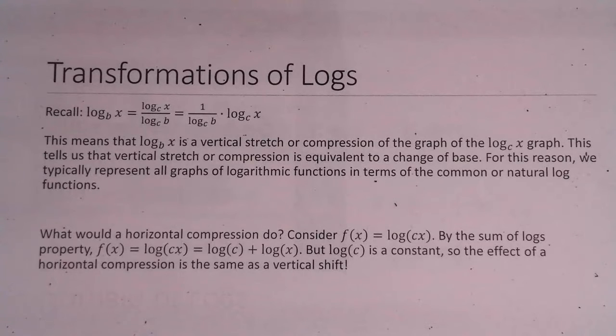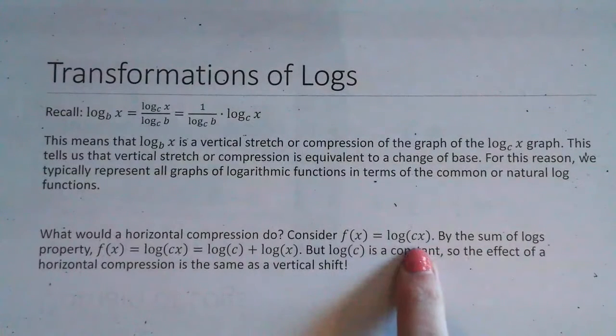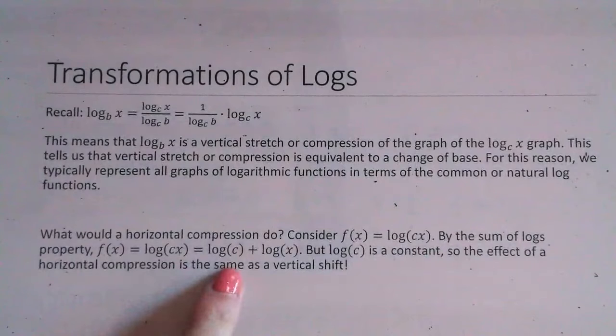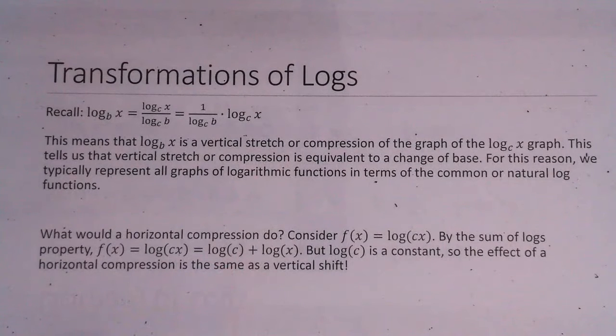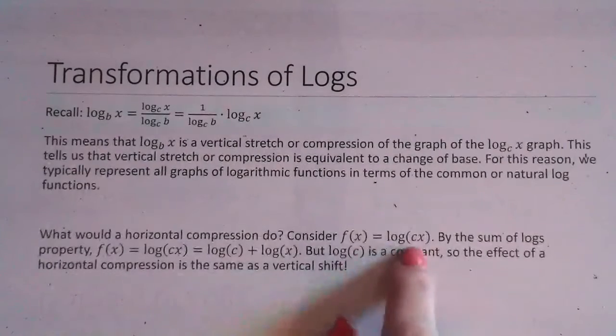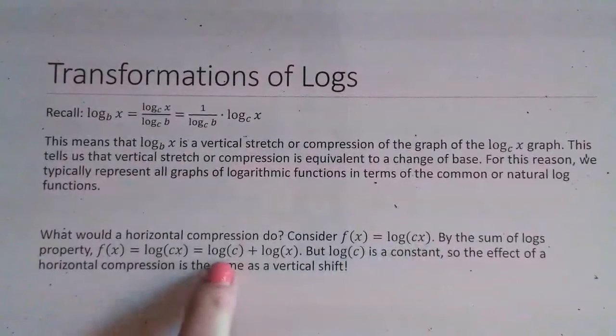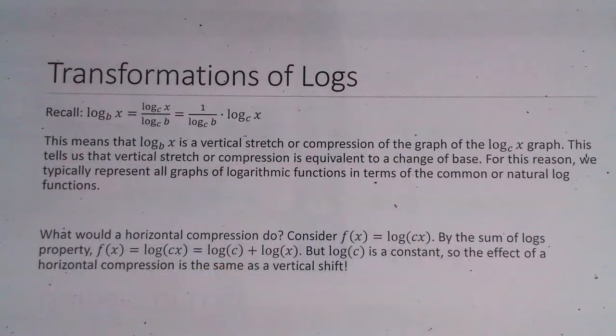So if we think about what a horizontal compression would do, consider f of x equals log of cx. By the sum of logs property, we could write this as the log of c plus the log of x. But this log of c is just a constant. So the effect of a horizontal compression is the same as a vertical shift. This graph is just a shift vertically of log of c. So we're going to be able to write every single logarithmic graph in terms of log or natural log, which is kind of cool.